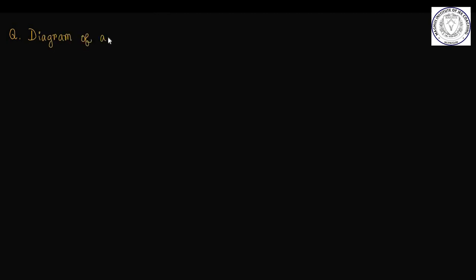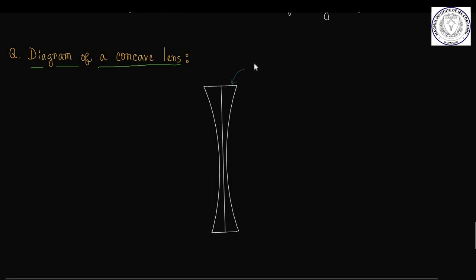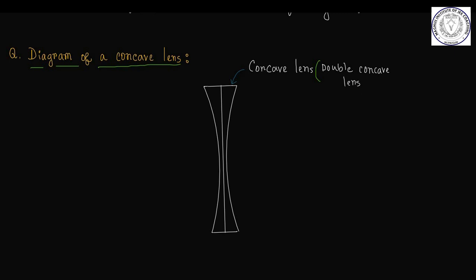Diagram of a convex lens. We have to draw a diagram of a concave lens. This is a concave lens. It should be a double concave lens, which has two concave spherical surfaces.